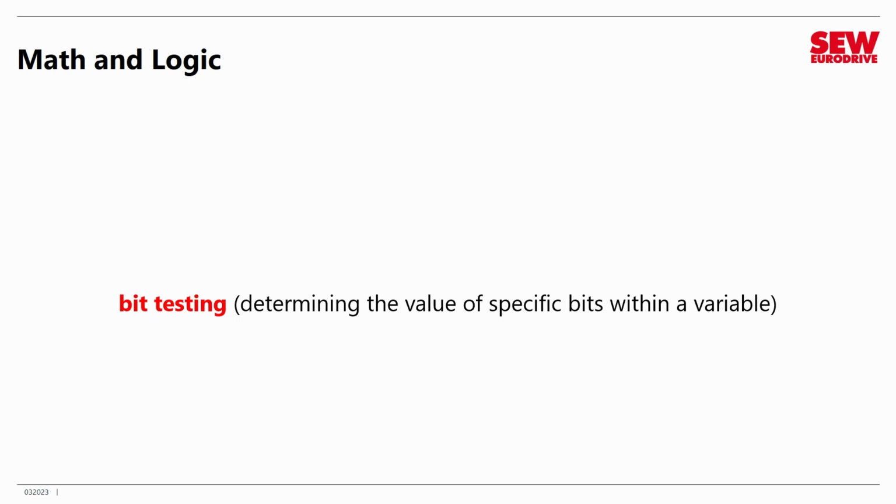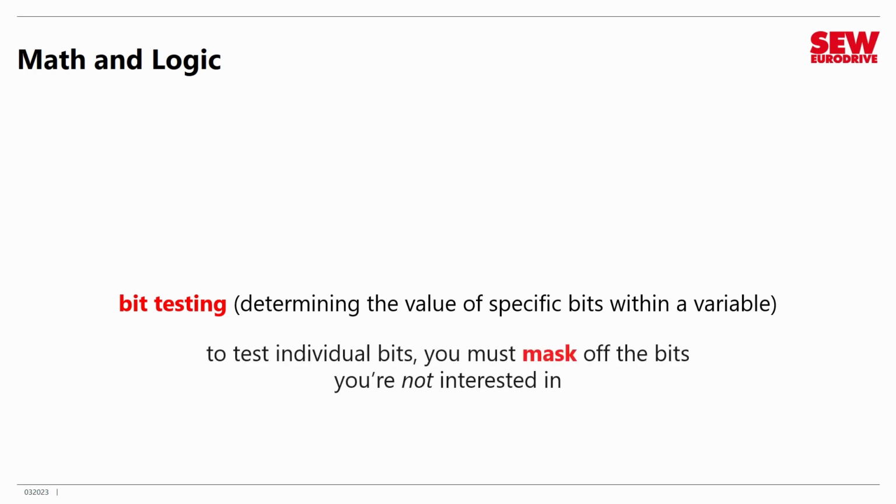Another kind of bitwise operation is bit testing to determine the value of specific bits within a variable. For example, maybe you want to read some switches attached to a digital input port, and you want to find out if those switches are on or off. You use bit testing operations to do that. Now, to test individual bits, you have to do something called masking. You're going to mask off the bits that you are not interested in. And that way you'll only see the bits you care about.